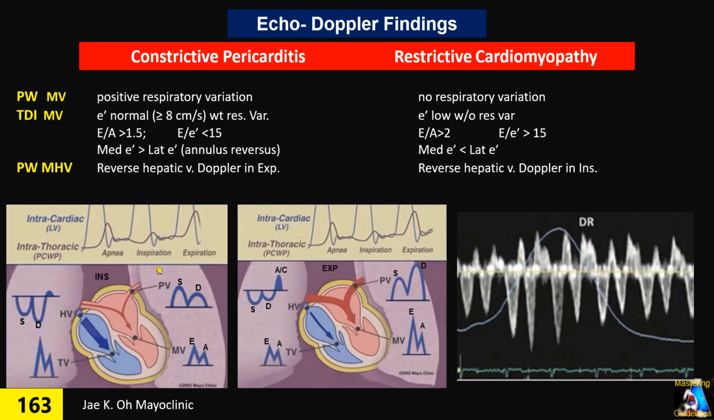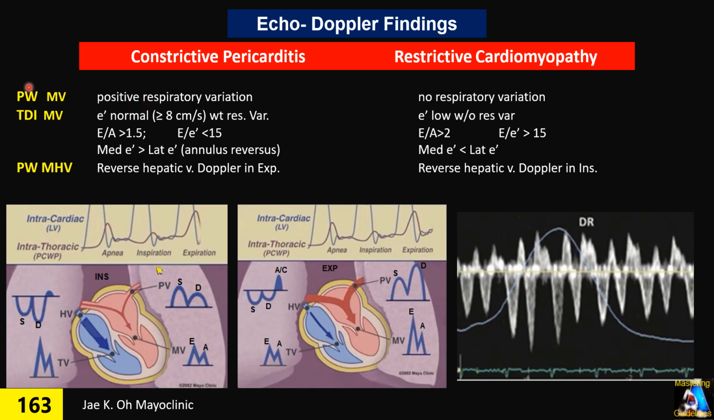I forgot to mention that those abnormal septal movements and respiratory variation are only seen in constrictive pericarditis. We don't see them in restrictive cardiomyopathy. The most important, specific, and diagnostic finding for constrictive pericarditis, which differentiates it from restrictive cardiomyopathy, is the Doppler finding, which includes pulse wave Doppler and tissue Doppler. Now let's see in detail what happens.